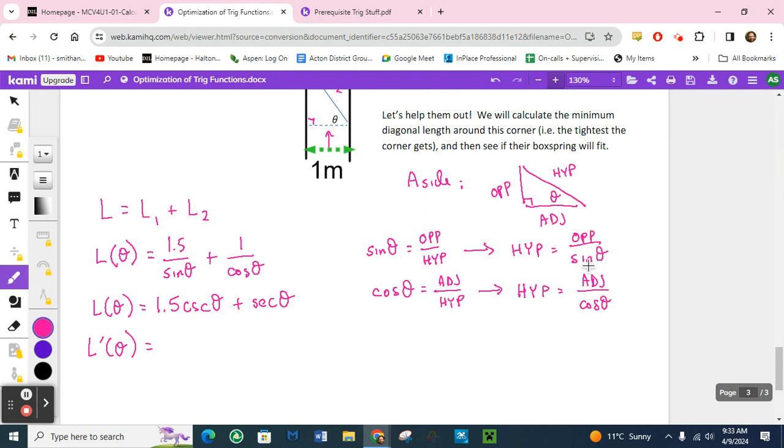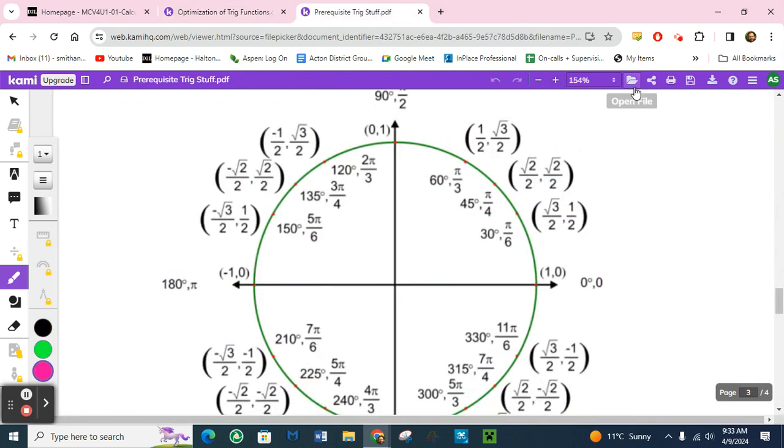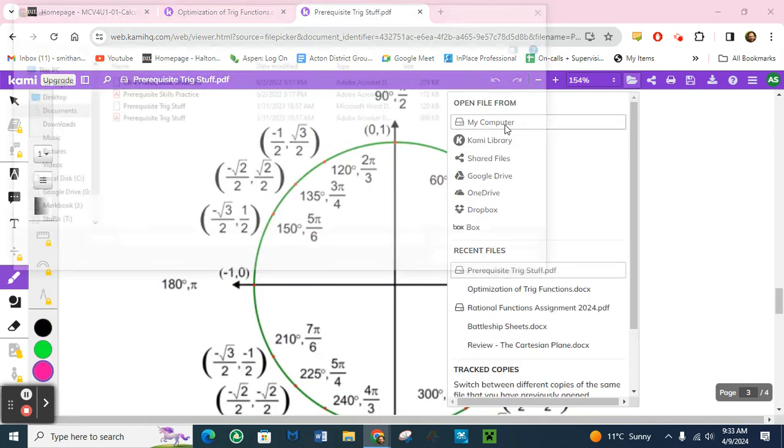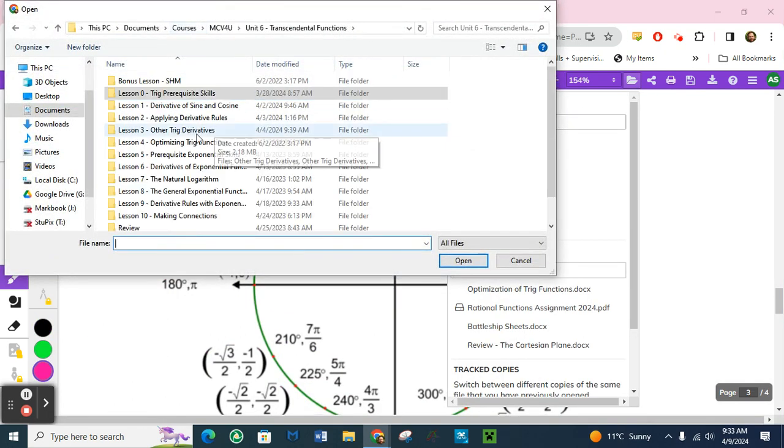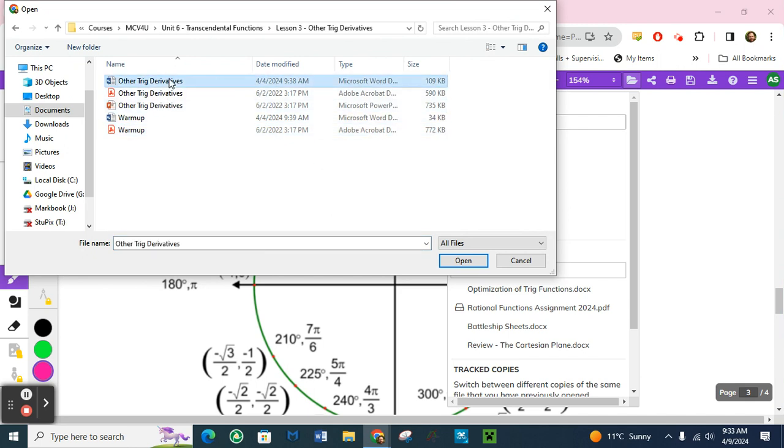You guys can watch my video on this from a previous year and decide if this method's better or not. All right. You know what? I will look this up with you guys. Which lesson was this? Other trig derivatives.